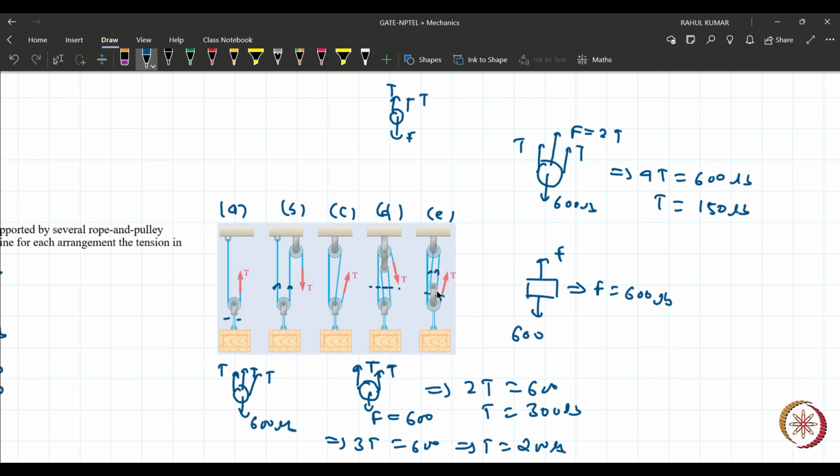But the problem is, here there is no string. String is here. That's why I broke it into two parts. Because there is no string here, but definitely this force will be balanced by these 2T, because that arm is connected by these two strings. That's why the answer will be the same. Any doubt?